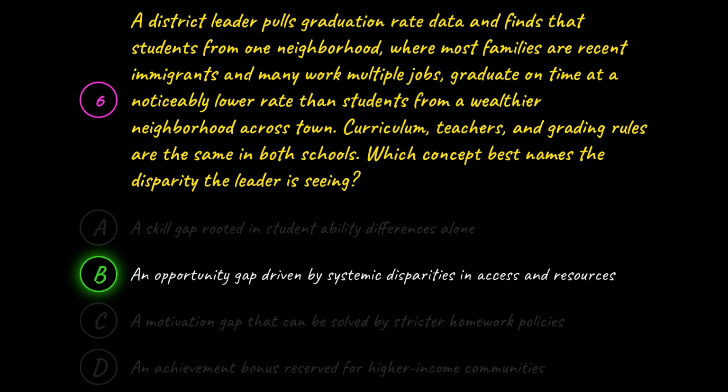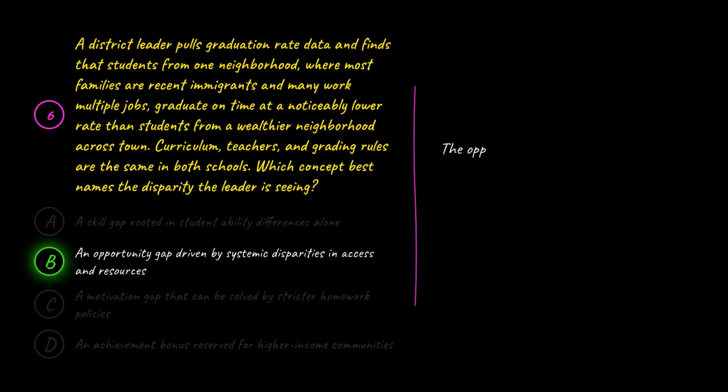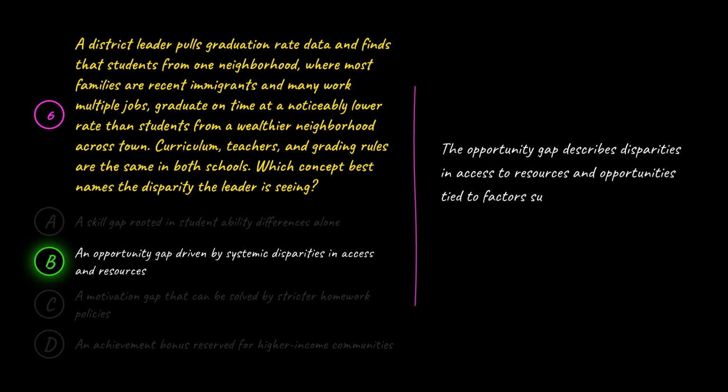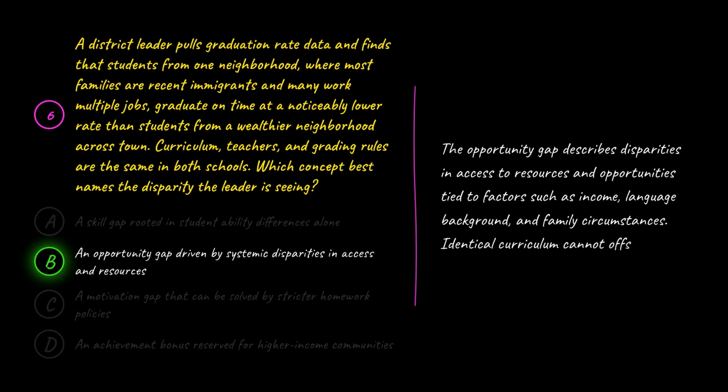The correct answer is B, an opportunity gap driven by systemic disparities in access and resources. B is correct because the opportunity gap describes disparities in access to resources and opportunities tied to factors such as income, language background, and family circumstances. Identical curriculum cannot offset the unequal conditions students live within outside the school day.